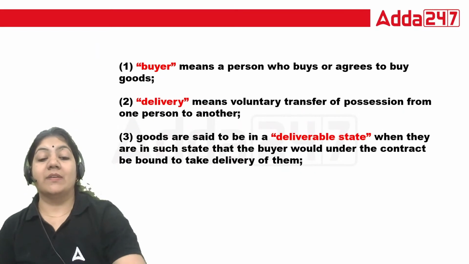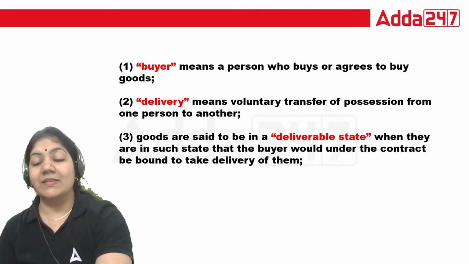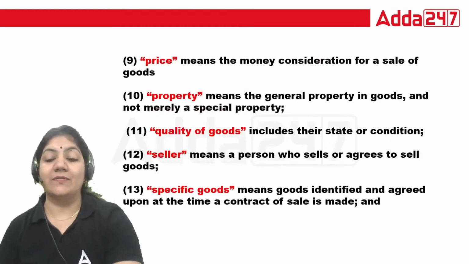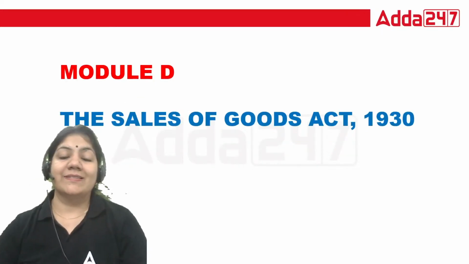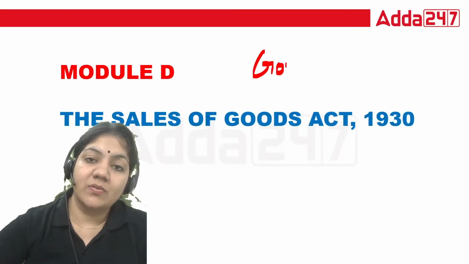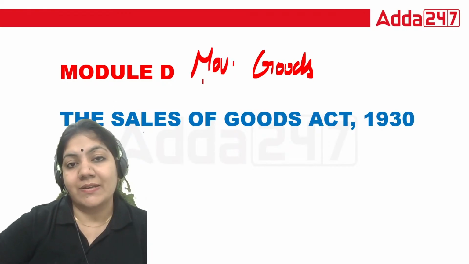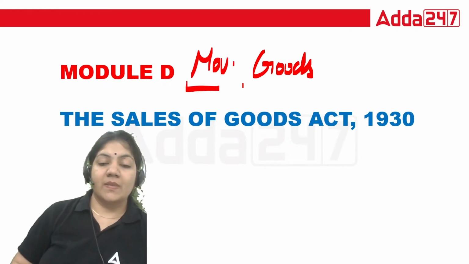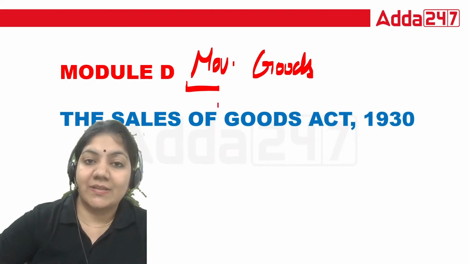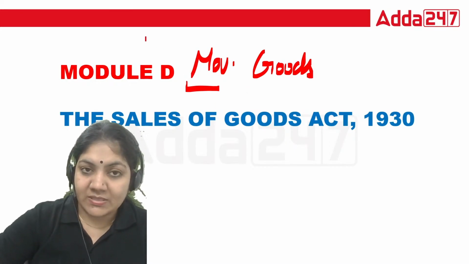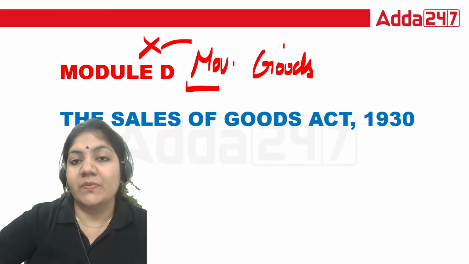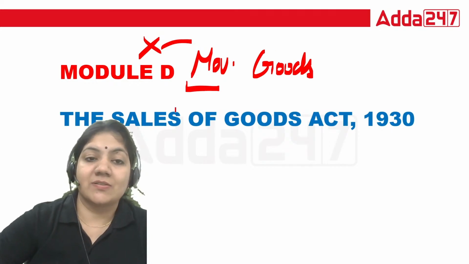Now the next one is the Sale of Goods Act. The Sale of Goods Act deals with goods, that is, movable goods. Suppose person X wants to sell movable goods from one person to another, that is covered by this Act.